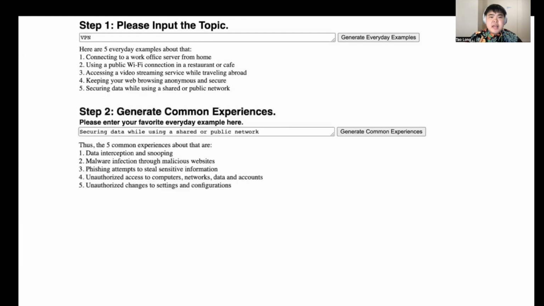Also, if they don't like the 5 examples generated by GPT, they can always regenerate or make edits to them and go forward. Then the second step is to generate common experiences based on the everyday example they chose. Based on the everyday example of VPN, the system helps generate 5 common experiences people may share in their daily life, like getting unauthorized access to computers or phishing attempts. Similarly, users can always regenerate, make edits, or use them directly for the next step.